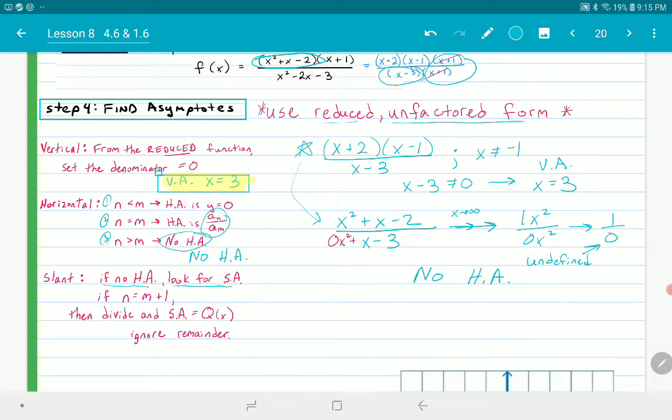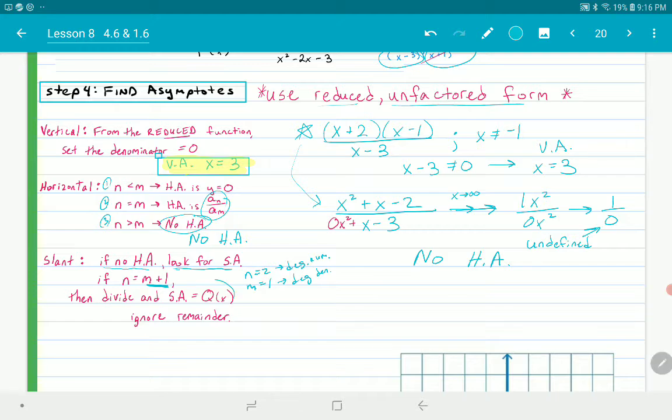And we know that happens when the degree of the numerator is exactly 1 more than the degree of the denominator, which it is here. The degree of the numerator is 2, n equals 2, m equals 1. So n is exactly 1 more. Since the degree of the numerator is exactly 1 more than the denominator, I know that I will have a slant asymptote. And to find it, I look for the quotient. Remember, I don't care about the remainder.